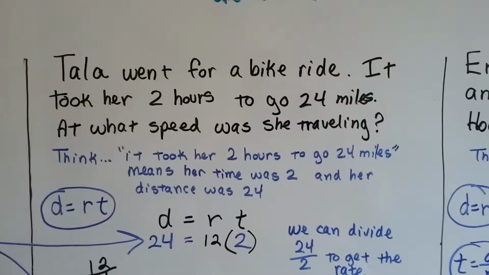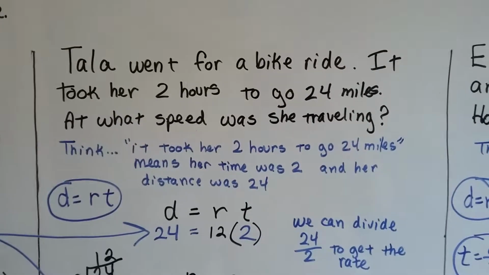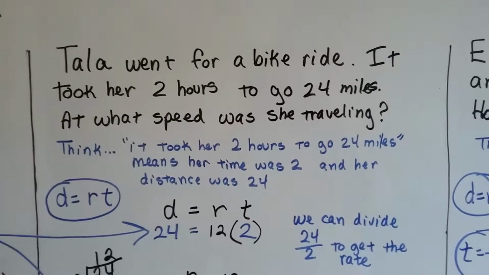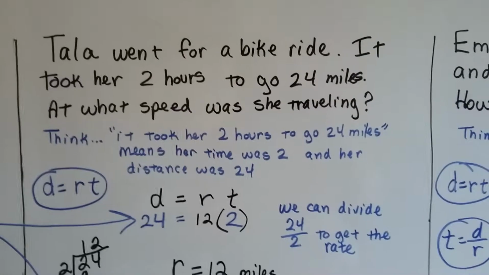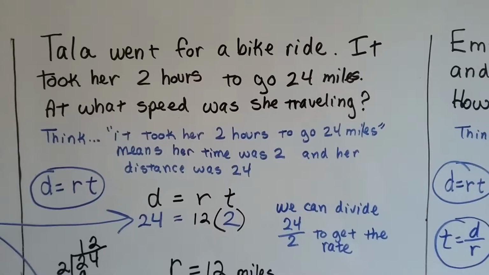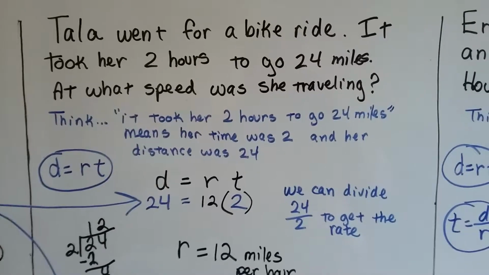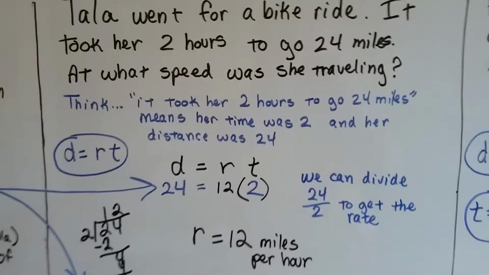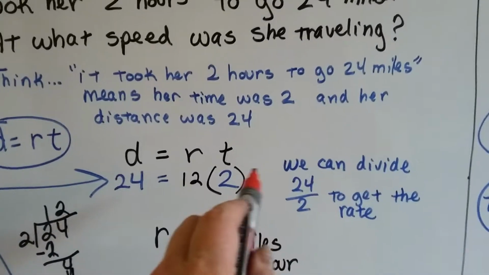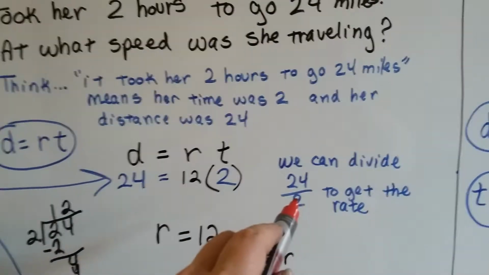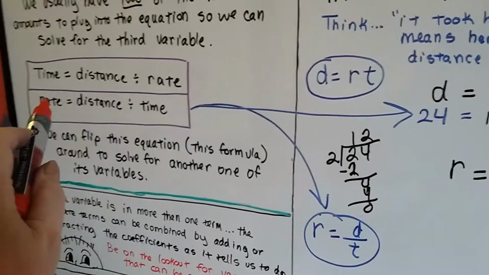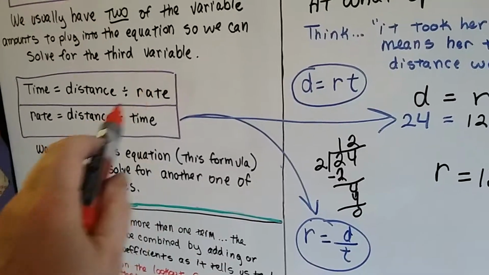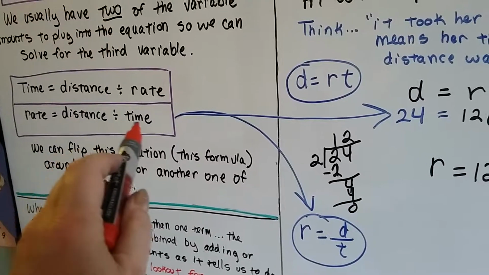So Tala went for a bike ride. It took her 2 hours to go 24 miles. At what speed was she traveling? So we think, it took her 2 hours to go 24 miles. That means her time was 2 and her distance was 24. We can plug this into our equation. If the distance was 24 and her time was 2, we can divide the 24 by 2 to get the 12. See? The time is equal to the distance divided by the rate, or the rate is equal to the distance divided by the time.